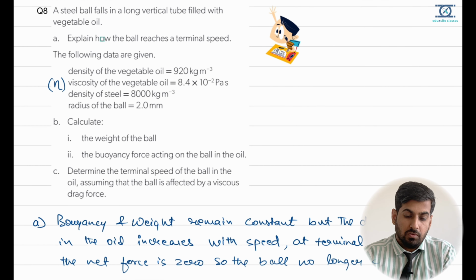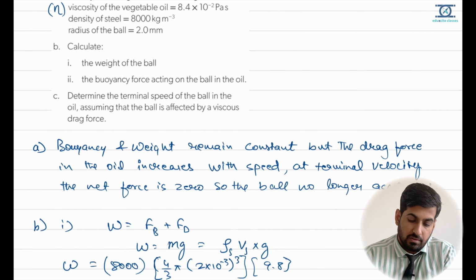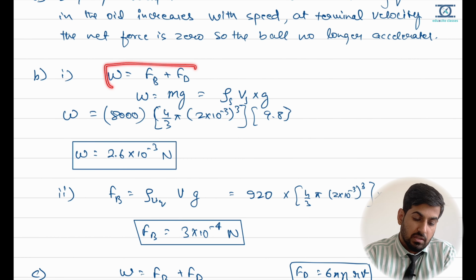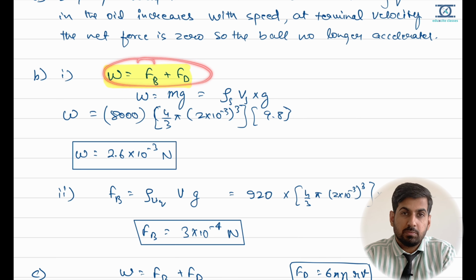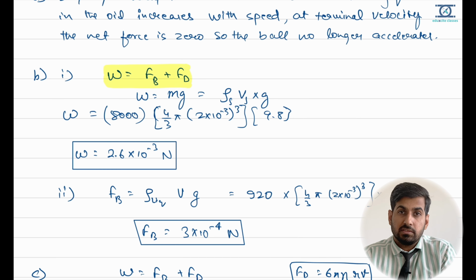Make sure you know how to use the formula for the drag force, and at terminal speed this condition will be there, because these are the two forces, drag force and the buoyant force, acting in the upward direction, and the weight is acting in the downward direction. So at terminal speed the forces will be balanced.